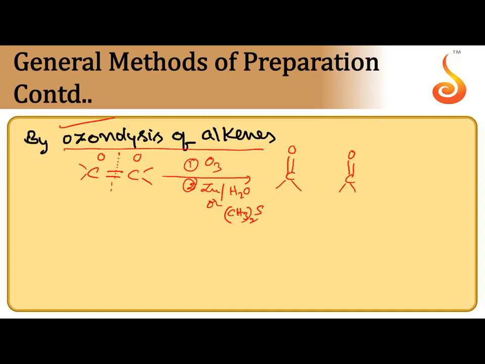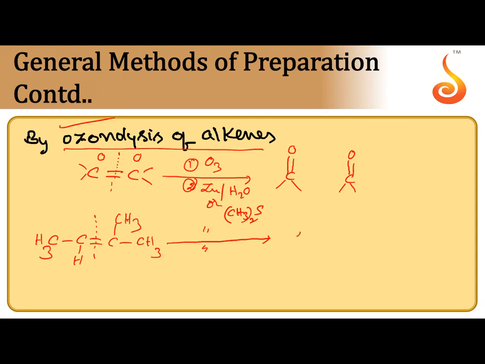So based on the groups attached to the doubly bonded carbon, we can get different carbonyl compounds. Suppose CH3CH=C(CH3)CH3, 2-methyl-2-butene, is subjected to ozonolysis. At this time, how do we write the product?